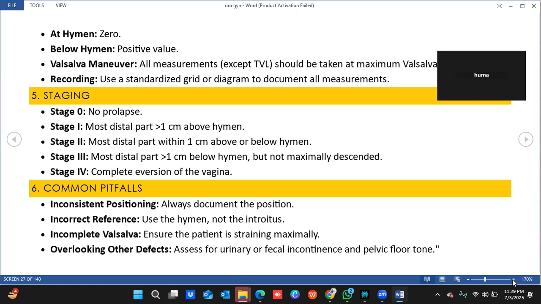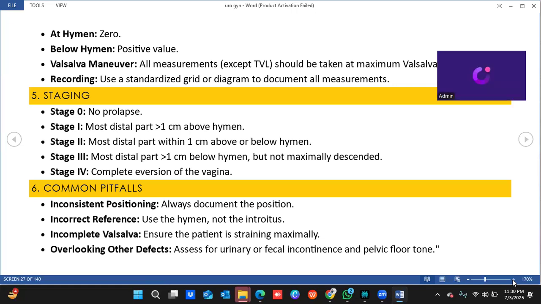There are four stages of the POPQ classification system. Stage 0 denotes no prolapse. Stage 1: when the most distal part is more than 1 centimeter above the hymen. Stage 2: when the most distal part is within 1 centimeter above or below the hymen. Stage 3: the most distal part is more than 1 centimeter below the hymen but less than TVL minus 2. And stage 4 is the complete eversion of the vagina, and it is more than TVL minus 2. Are you getting me?